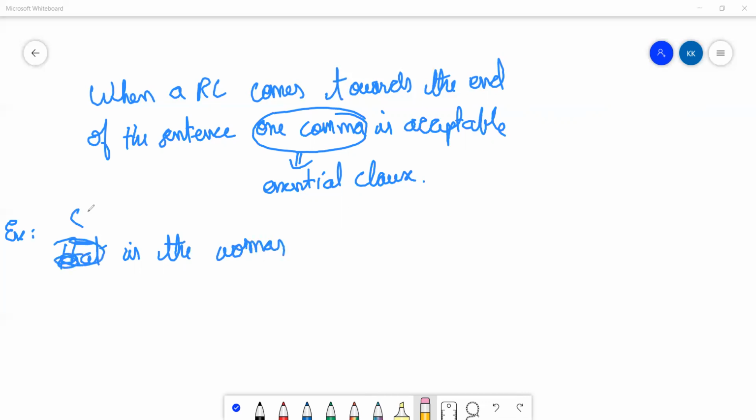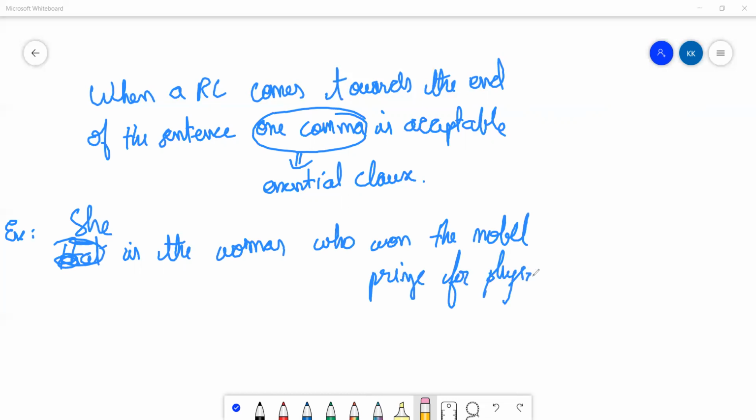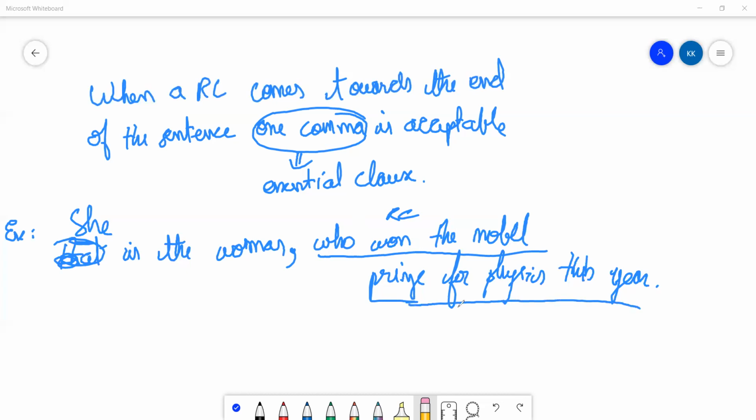Let's say she is the woman who won the Nobel Prize for Physics this year. Suppose this is the sentence. Now, I'm keeping this as a comma here. Who won the Nobel Prize? This is the relative clause. Now, what happens is this: who won Nobel Prize for Physics this year? This entire thing is a relative clause. Why? Because it begins with a relative pronoun.